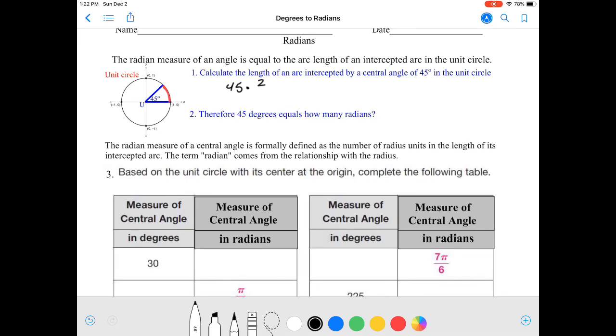So 45 times 2 pi over 360. 45 times 2 is 90, so we have 90 pi over 360. We can simplify 90 and 360 by dividing both of them by 90. And we're going to get pi over 4. So 45 degrees equals pi over 4 in radians.